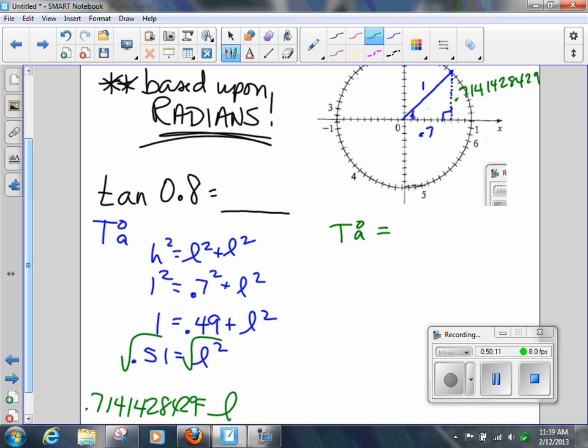What's my opposite? Oh, yeah, I'm going to write that number again. 0.7141428429. What's my adjacent side? 0.7, really? What is 0.7141428429 divided by 0.7? Look at you calculating with your non-calculators. Shouldn't be 10. Check and make sure you got your decimal in the right place.